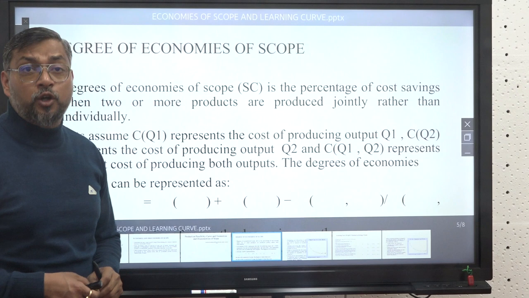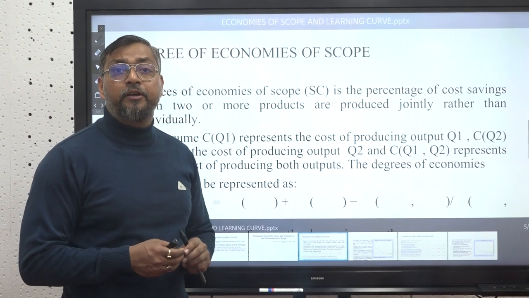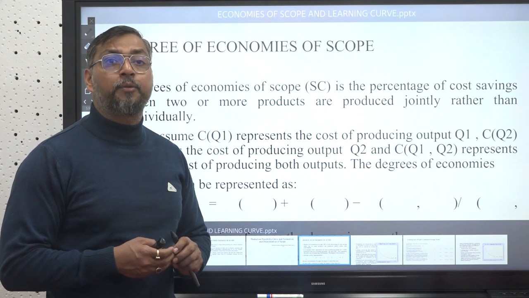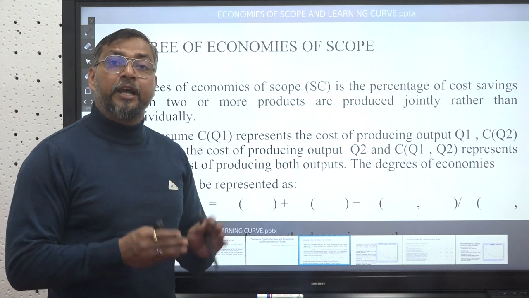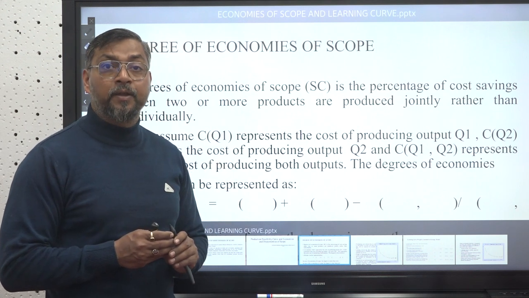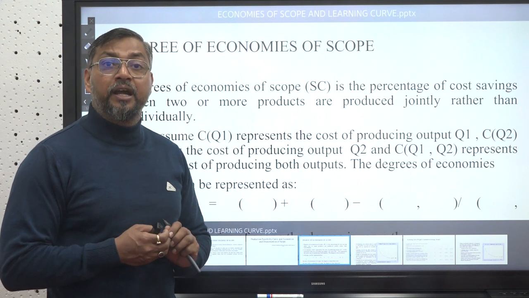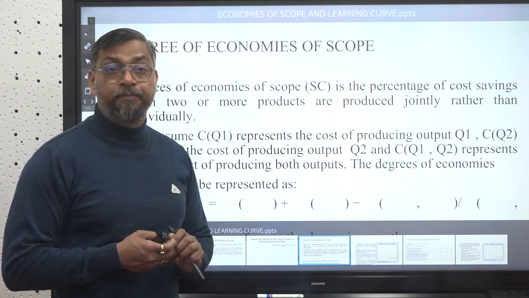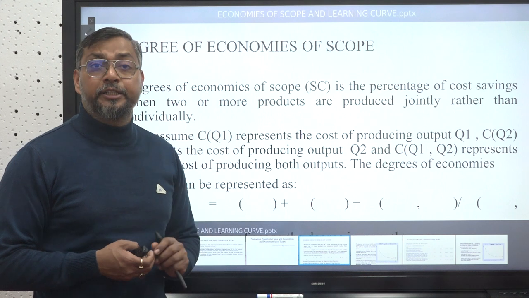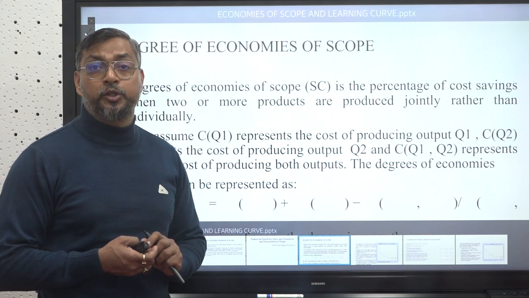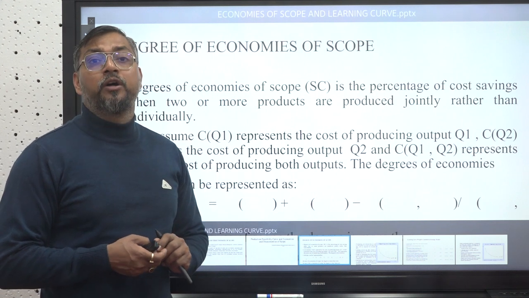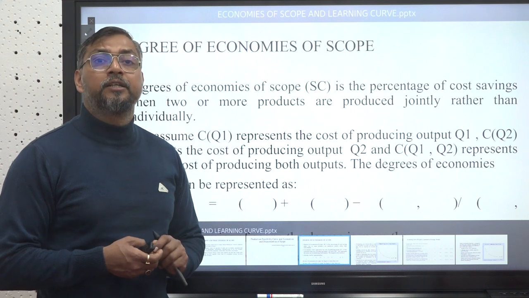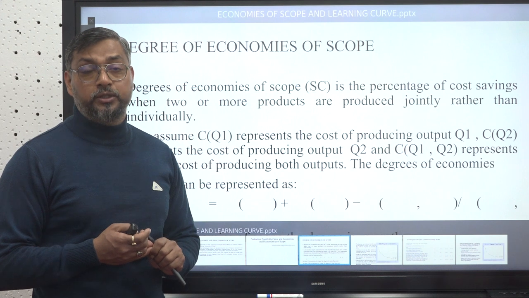For calculation of degrees of economies of scope, we need to understand that the degree of economies of scope is the percentage of cost saving that occurs when two or more products are produced jointly rather than individually. That is, if a firm is producing two different outputs together, we will look into the cost associated with it, and we will look at the cost of producing both those outputs individually, and we'll compare the two. So, for the sake of understanding, let's assume C(Q1) represents the cost of producing output Q1, C(Q2) represents the cost of producing output Q2, and C(Q1,Q2) represents the joint cost of producing both the outputs.